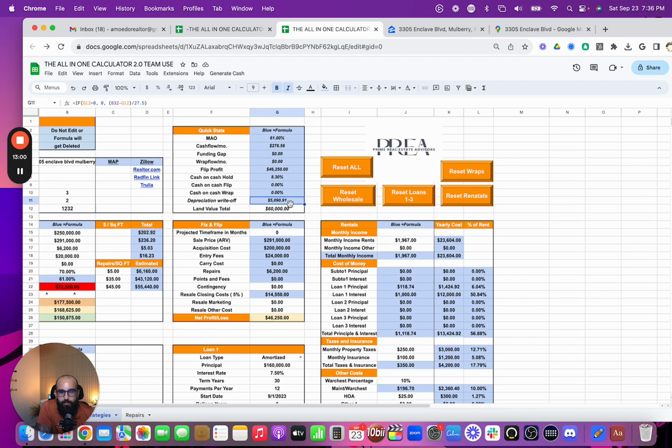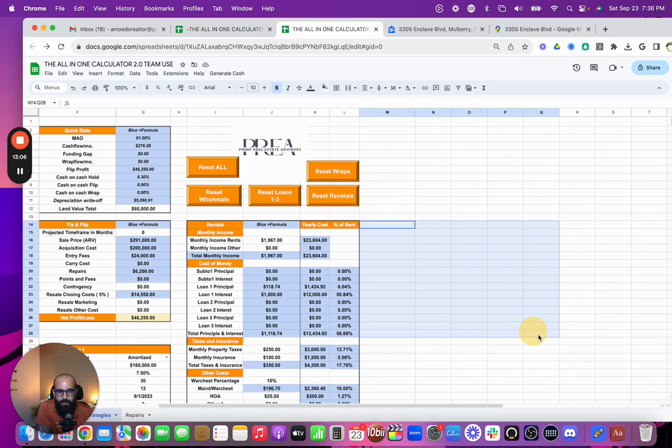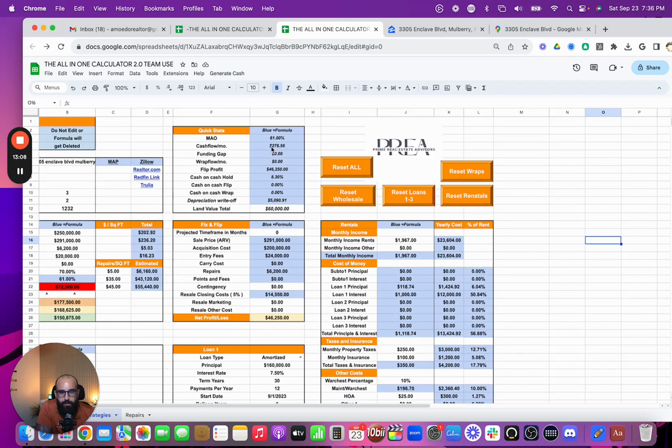Okay. Now, if you wanted to accelerate that, you would just multiply that number by 7. We haven't put that into the calculator, but that is something that we're looking to add somewhere over here to the right. Okay. And then you can also see your cash flow right here, $276, and any other stats that you want to look at right there.